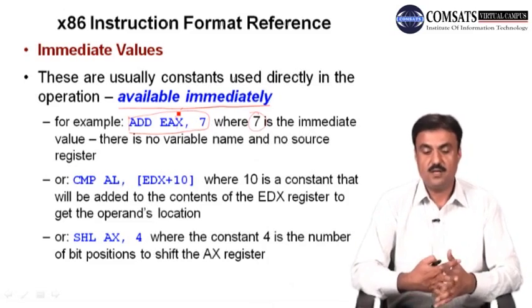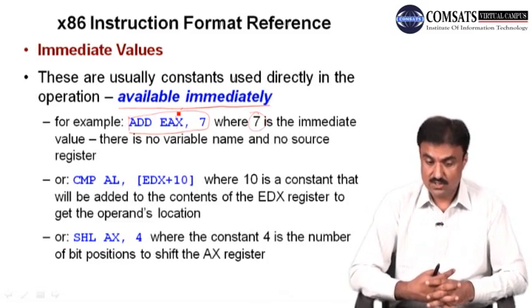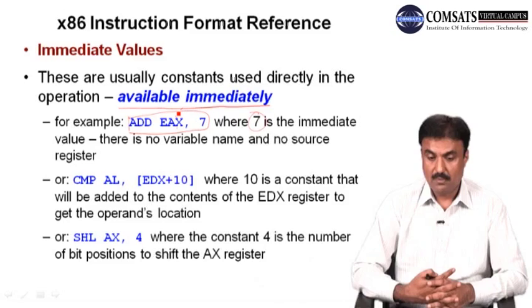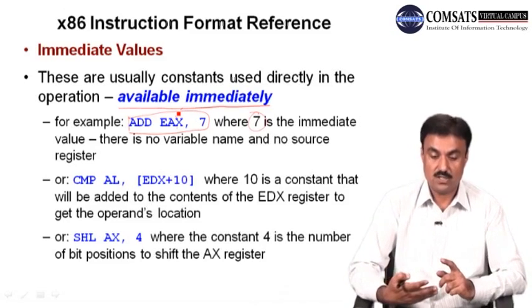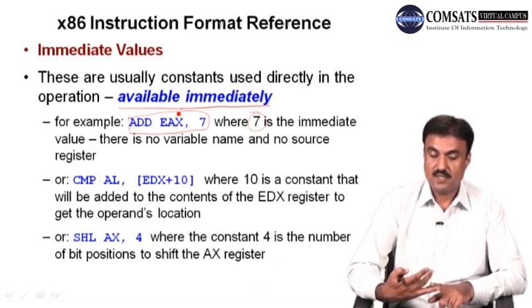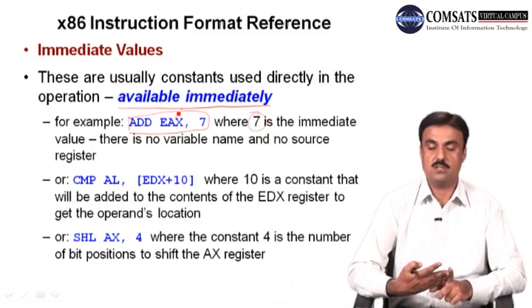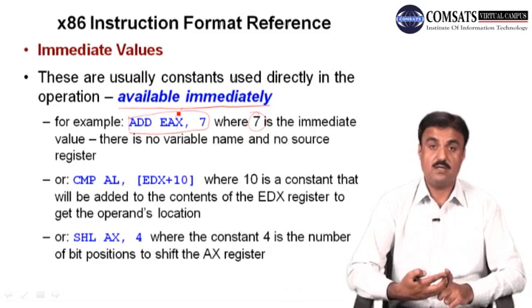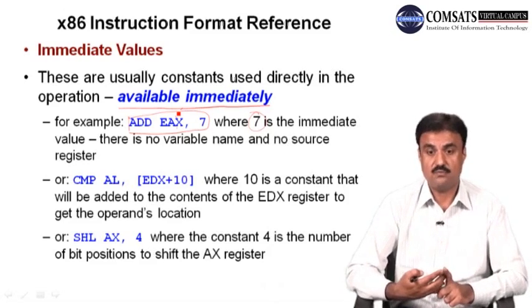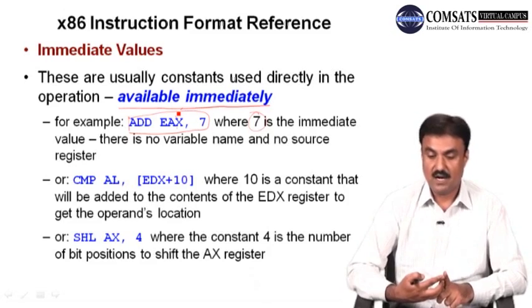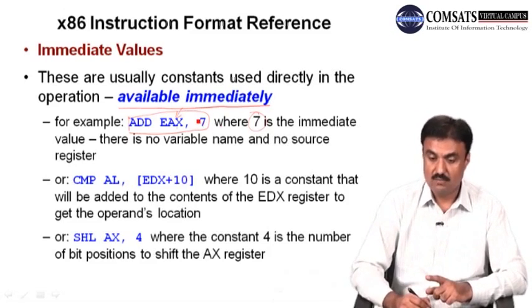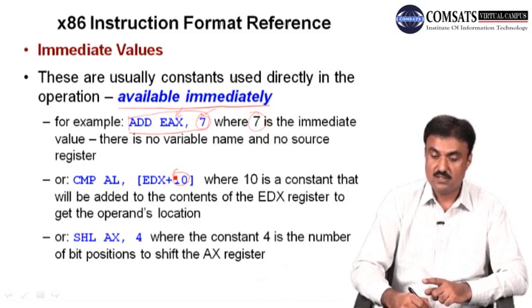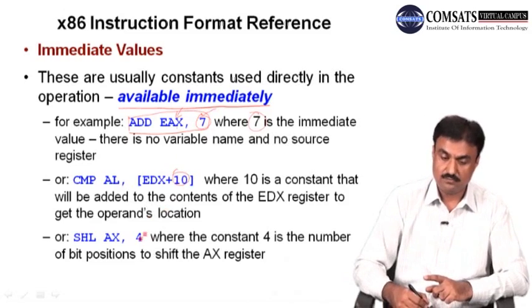Then the next instruction, for example, you can see compare AL, EDX plus 10. So this 10 is a constant. Shift left AX comma 4, this 4 is a constant. So there are many instruction formats where you require a constant value. This is called immediate addressing, and here this is the immediate value. This is the constant value, but this is not called immediate addressing, and so on.